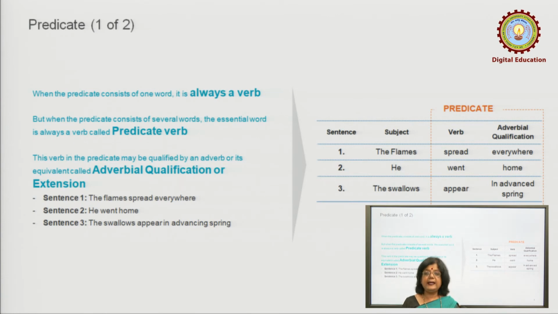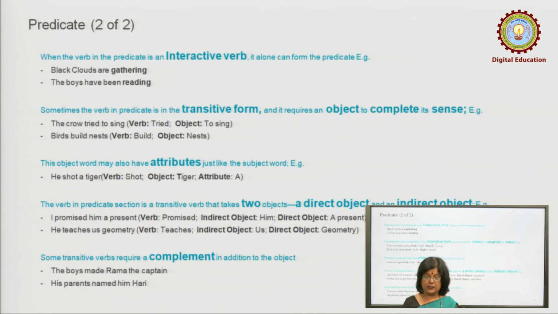Sentence 2, he went home. Here apparently the subject is he. Went will be the verb which forms the main part of the predicate, and home will be adverbial qualification which again will be a part of the predicate. Third example, the swallows appear in advancing spring. The swallows, subject; appear is the main predicate verb, and in advancing spring it will be the adverbial qualification.